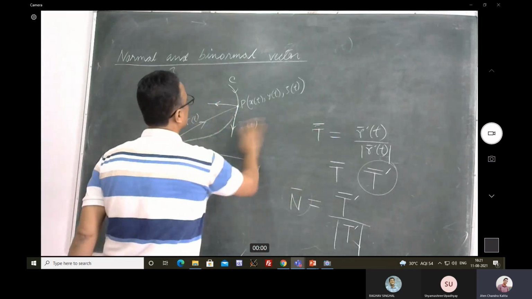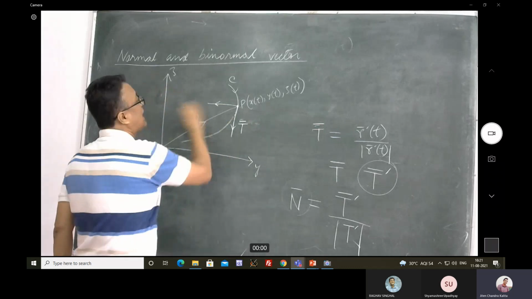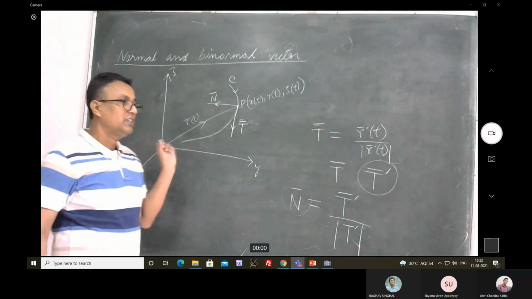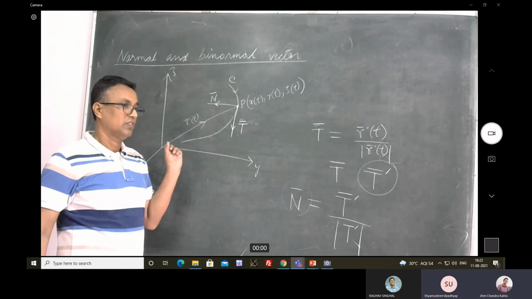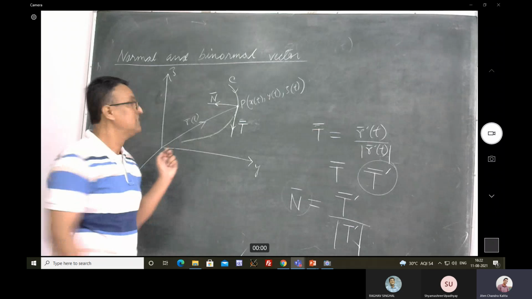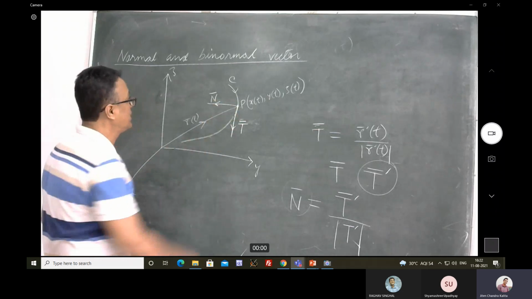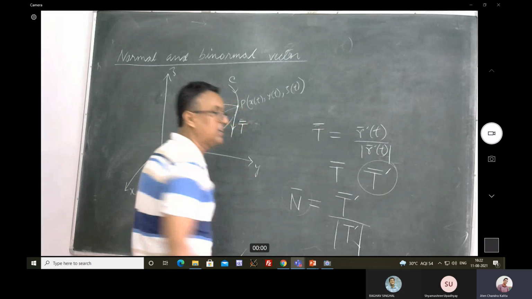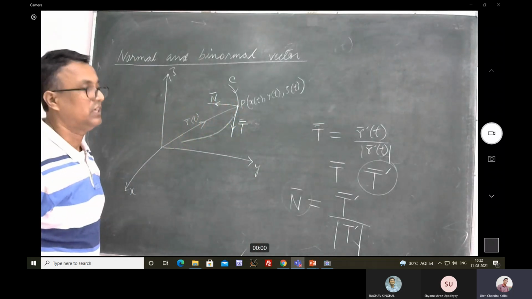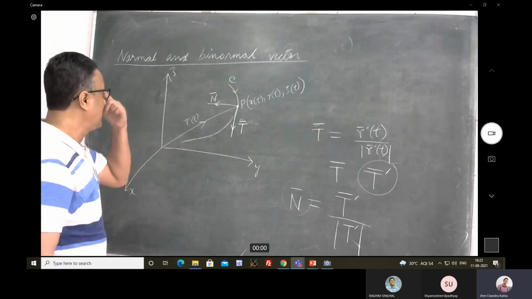So what is going to happen? For this unit tangent vector, I will be able to find a unique unit direction in such a way that these two are perpendicular to each other. This N bar is called the principal normal vector to the curve C at the point P. Okay, fine.